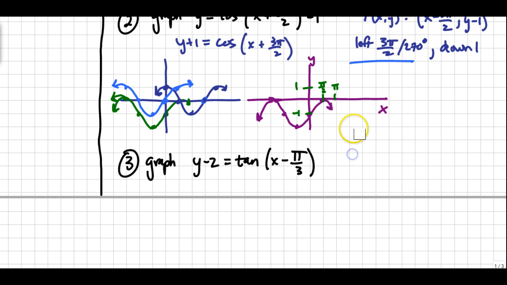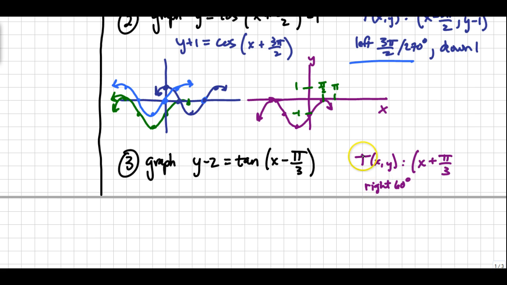Again, this is a translation rule. In the equation, the x is being subtracted by pi over 3, so in the rule we're going to say x plus pi over 3. Quick reminder for students of what that is: that's the same as saying 60 degrees. So this graph is going to shift to the right 60 degrees.